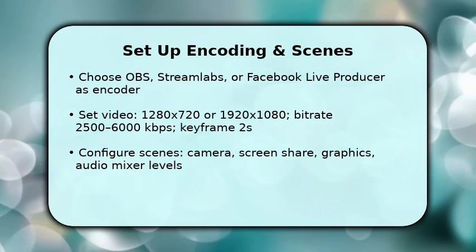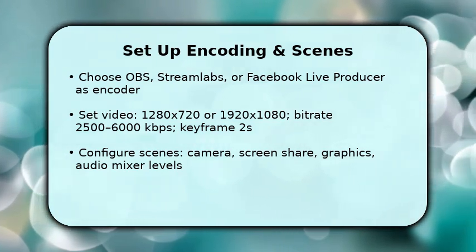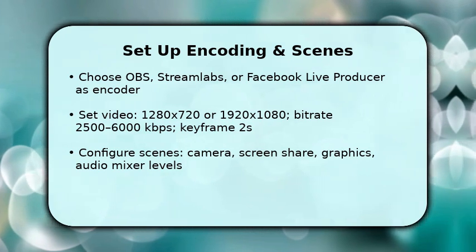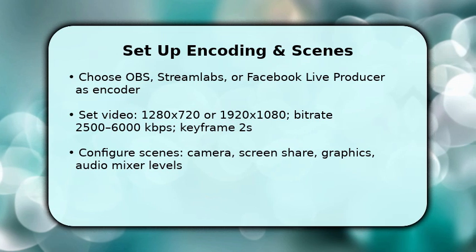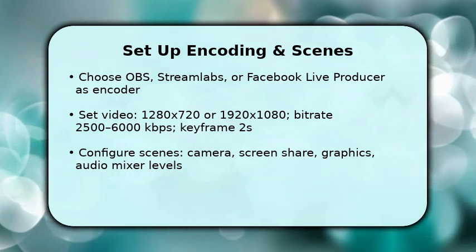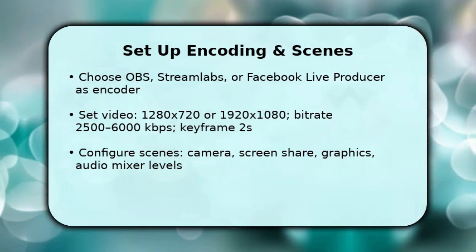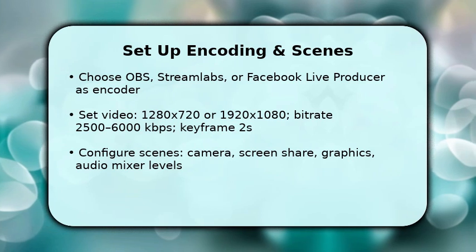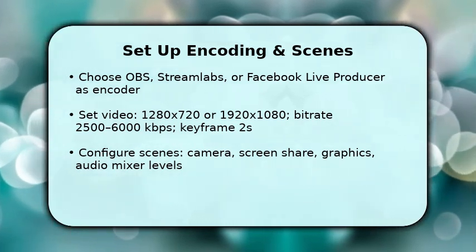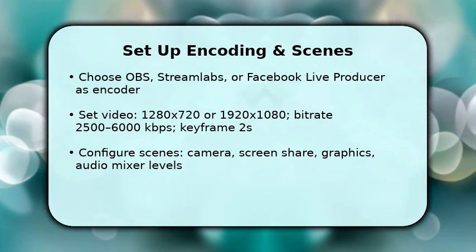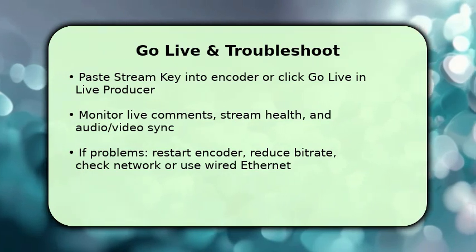Next, you connect an encoder and arrange visual sources. Install OBS or Streamlabs and add your camera, optional screen share, and any overlay graphics as scenes. Then set your output resolution, 1280 x 720 for stable networks or 1920 x 1080 for higher quality, and choose a bitrate between 2500 and 6000 kbps depending on upload speed. Make keyframe interval 2 seconds. Also, route your microphone.